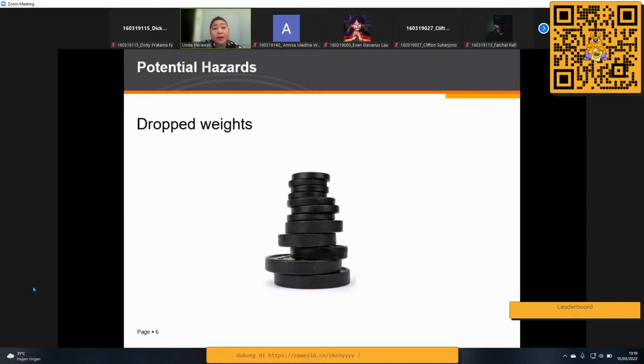For example, the drop weight that can be caused by all the spare parts, all the components, or maybe the gear that is loose or tight, etc. It can hurt your foot, it can hurt your hand, it can make your tool become cut, etc.